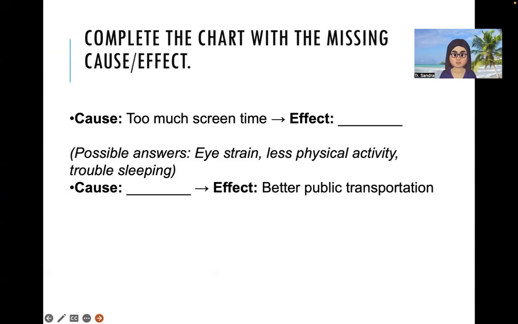So thank you so much for your answer. Now, shall we move to another one this time? What is the cause? The effect is better public transportation. We will have better public transportation.